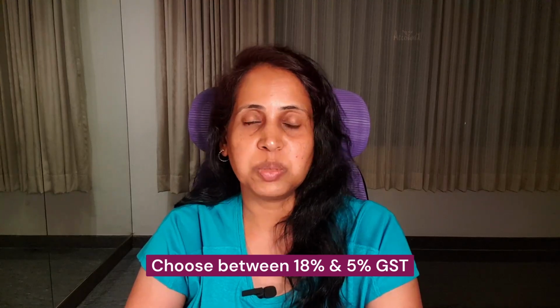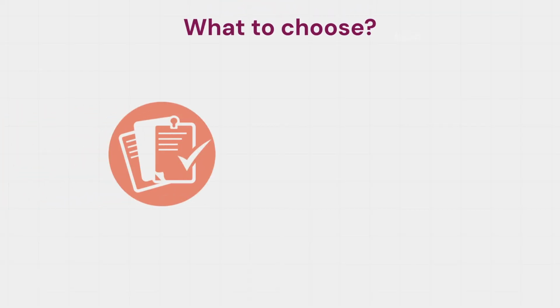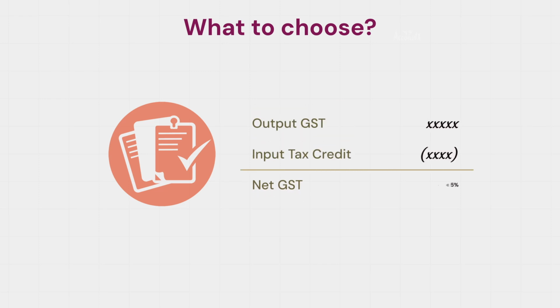To summarize, one, these changes help hotels, and in turn restaurants, choose between 18% and 5% GST. Now, what to choose? One decision criterion could be to look at the net GST after adjusting ITC. If this is significantly less than 5%, then better to choose 18%, otherwise go for 5%. Do cost benefit analysis and choose what's best for you, at least from next financial year onwards, because the deadline for this year is already over.